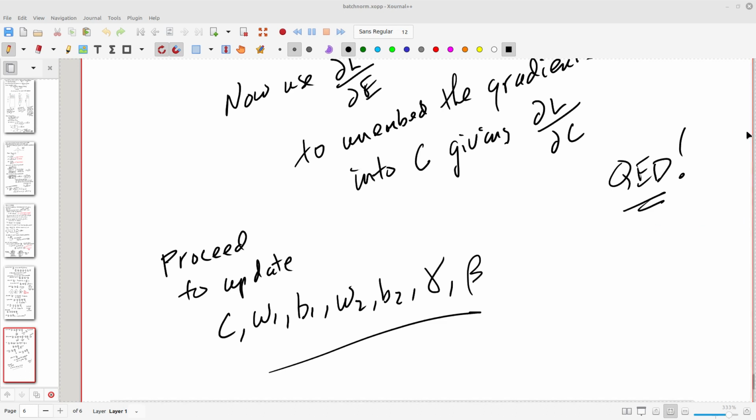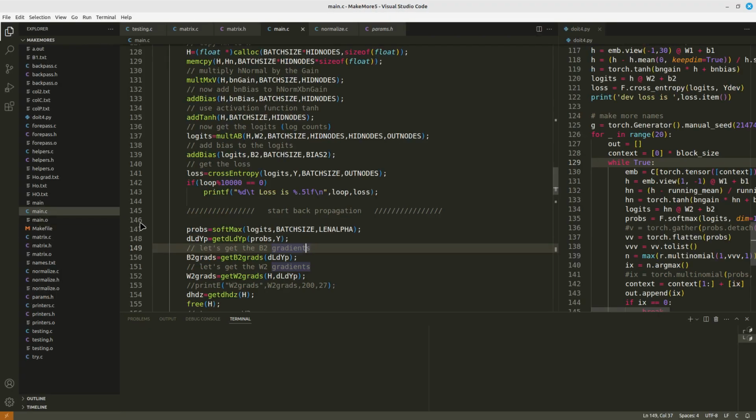Wow, if that didn't hurt, then nothing will. Anyway, let's go back now to look a little bit at the code here. Go back and look at the code.